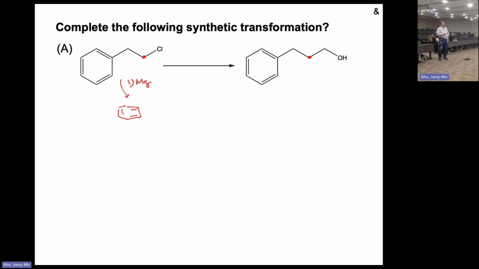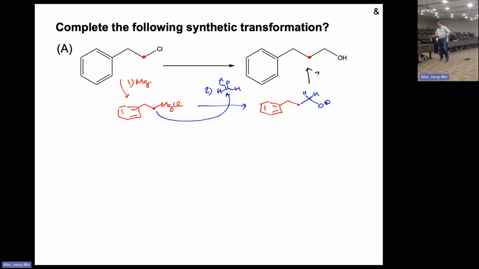So what we do is add magnesium to make a Grignard. But in order to do this, you have to react it with formaldehyde. If you're using formaldehyde, you're adding one carbon and it becomes an OH in the end. That is something that you need to remember.